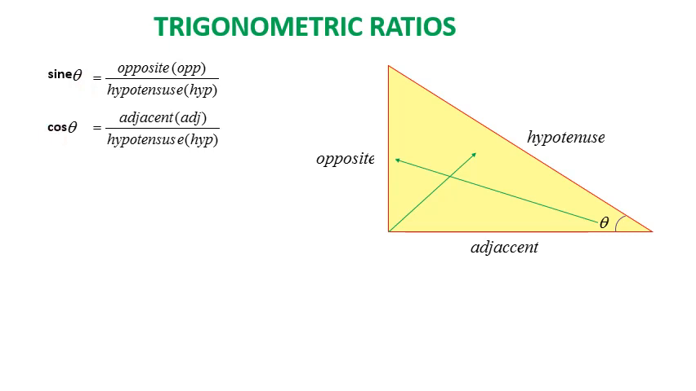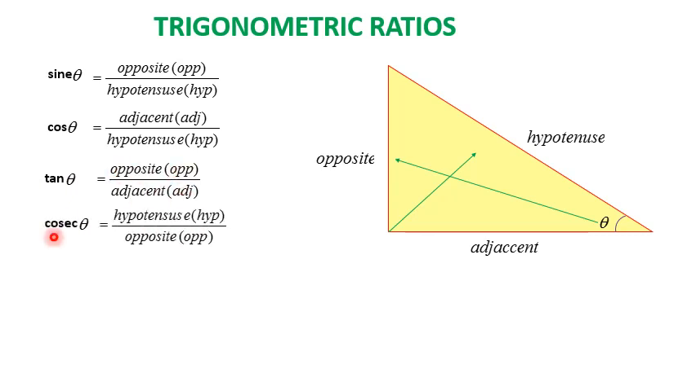Next one is cos theta. Cos theta is equal to adjacent divided by hypotenuse. You have to take the adjacent side value, and you have to take the hypotenuse value. When you substitute it, you will get the value of cos theta. Next ratio is tan theta, that is equal to opposite divided by adjacent.